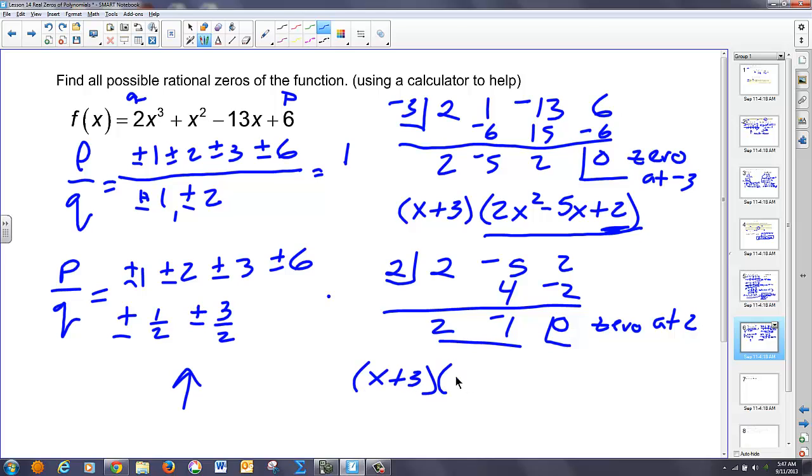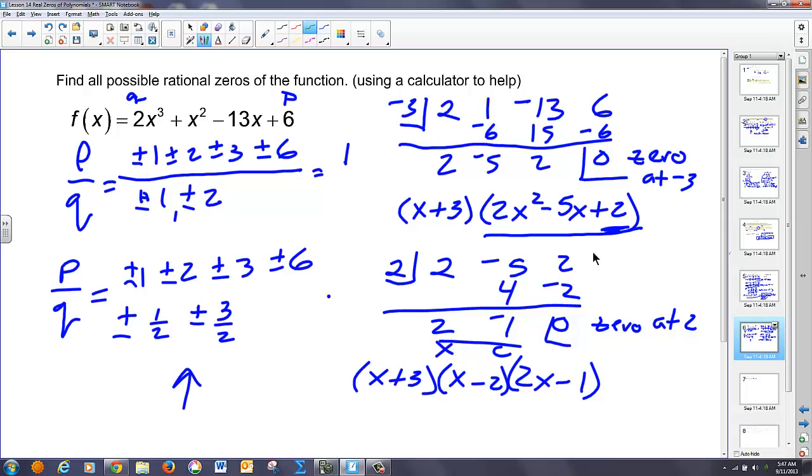I have x minus 2. And then here is what the other factor would be. This is, remember, my constant term and my x term. So that's 2x minus 1. And I would have got the same thing by factoring this polynomial up here.